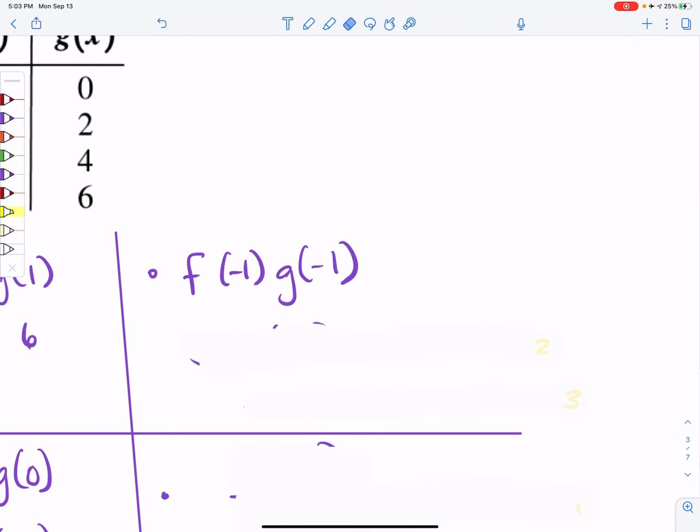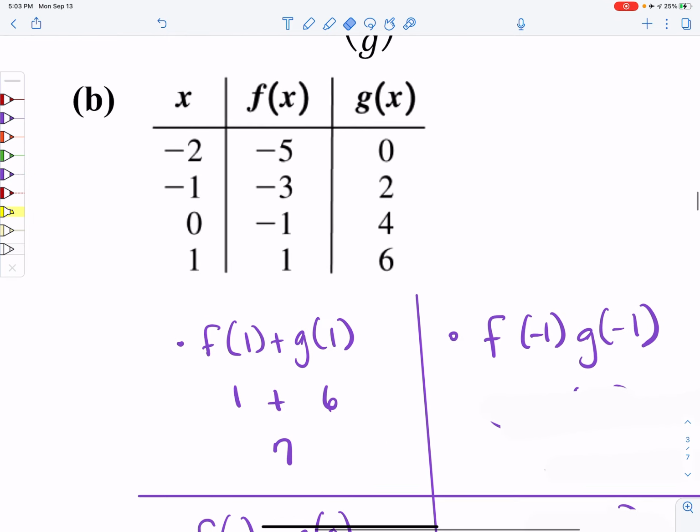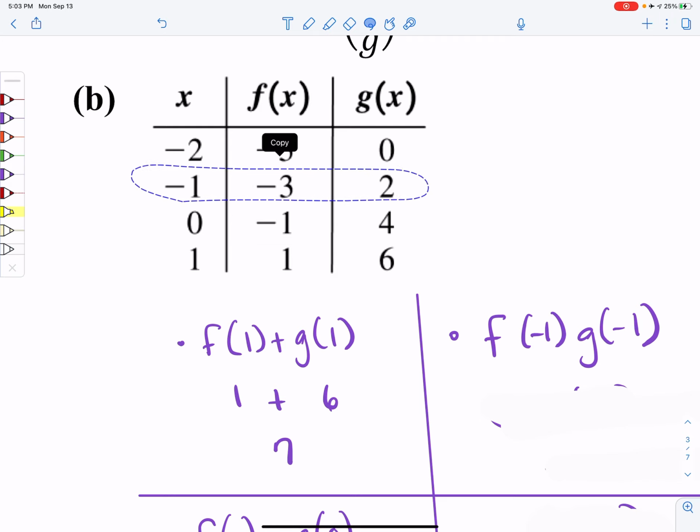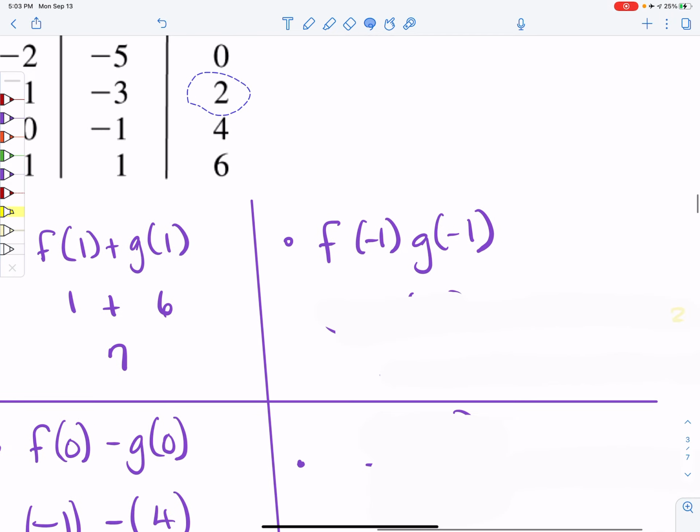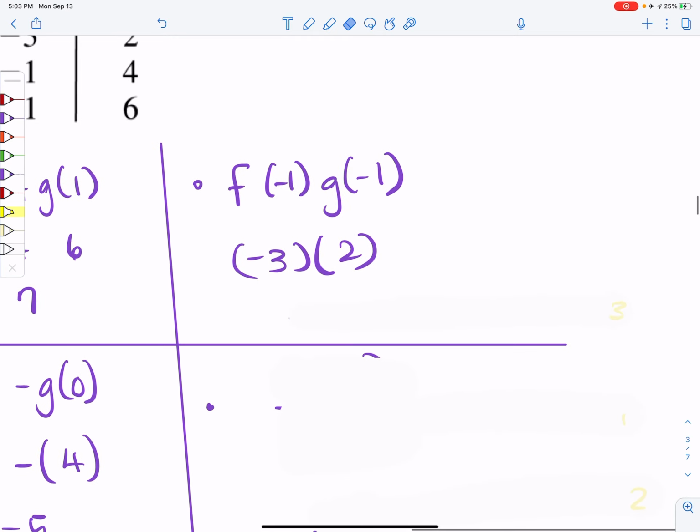Go to multiplying. So this time we are taking f of -1 times g of -1. So now this is the line we're looking at. f of -1 is -3. We're going to multiply by g of -1, which is 2. And -3 times 2 is -6.